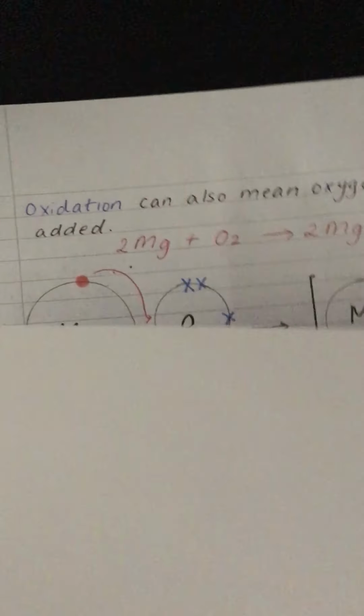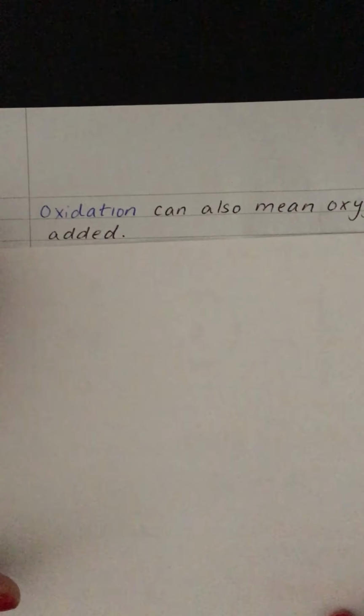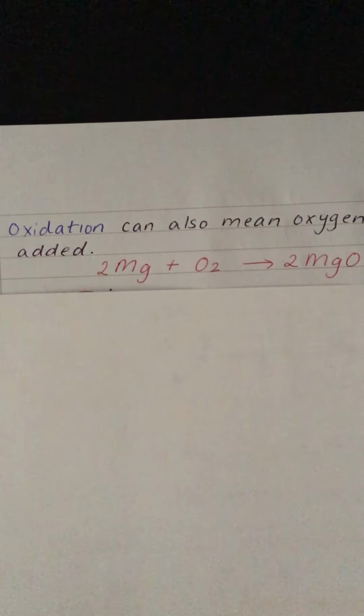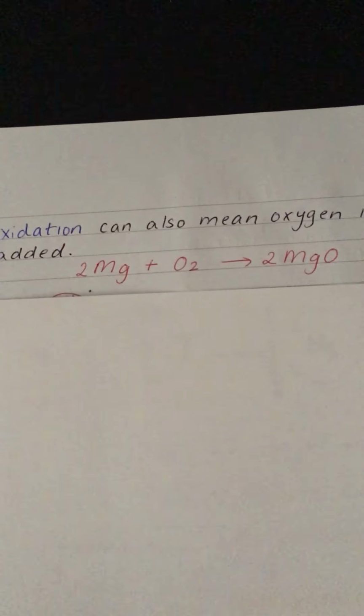Now, like I said, oxidation has a couple of meanings. Another meaning for oxidation could also be that oxygen has been added. For example, this is a really common example here: magnesium plus oxygen makes magnesium oxide, and we can say that the magnesium in this reaction was oxidized.